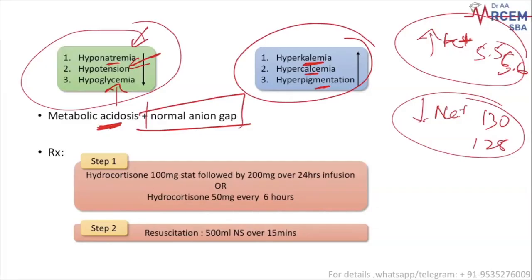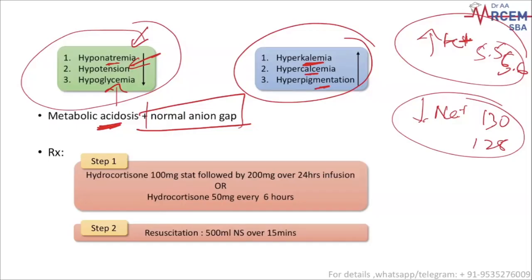If you remember the nephrology chapter, I said you remember few things for the normal anion gap. One of the causes for normal anion gap metabolic acidosis is Addison's disease. Others are diarrhea and using carbonic anhydrase inhibitors. Those are the other causes, but this is the most important cause. What you need to remember: someone who has a metabolic acidosis, normal anion gap, think of Addison's disease.